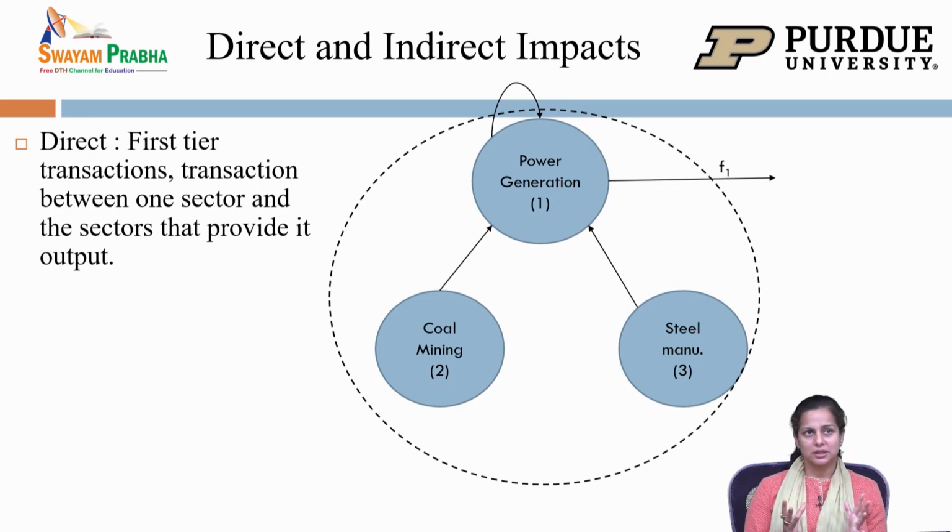So, the first tier transactions are transactions between one sector and the sectors that provided the output. So, this is what we call the direct impact in the input output model. Now, let us see what the indirect impact is.